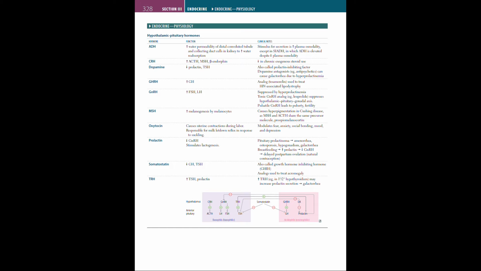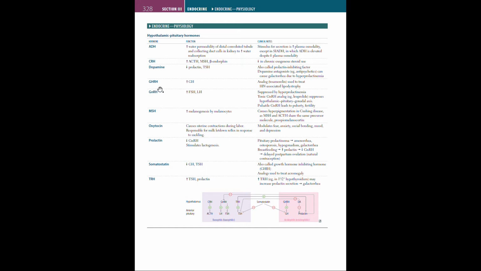Dopamine: its function is to decrease prolactin and TSH, thyroid stimulating hormone, also called prolactin inhibiting factor. Dopamine antagonists are antipsychotics. They can cause galactorrhea due to hyperprolactinemia.